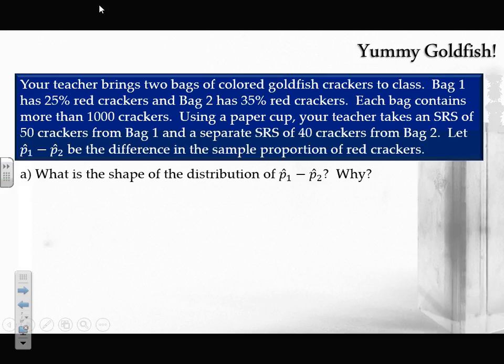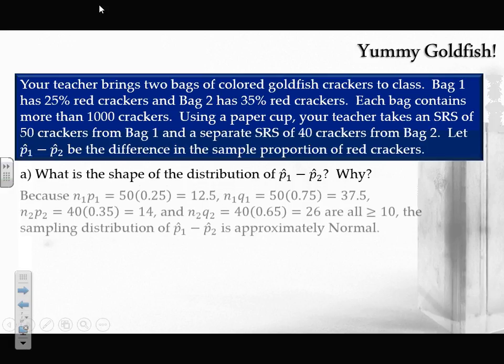Now we need to check our second population, so bag 2. From bag 2, we took a sample of 40. So if I take 40 times P2, so 40 times 0.35, what do we get? 14, that's at least 10. So now we can check NQ. So 40 times 0.65, 26. Okay? So because all of our NPs and NQs were at least 10, what should our shape be?